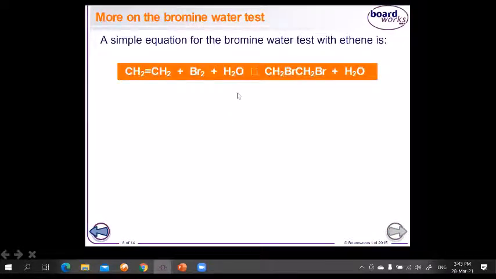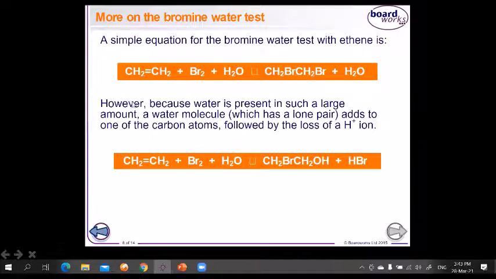Oh, the arrow sign is missing. This is the general equation in case you want to write it down. This is your alkene, bromine, plus water. Bromine and H2O together is bromine water. And then an arrow, and then you have your alkane, and still with water as well.